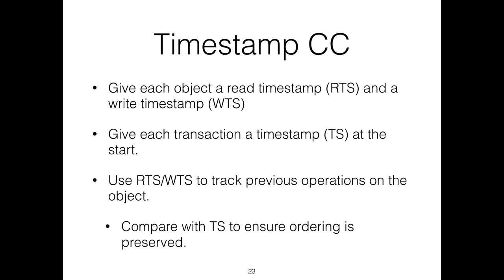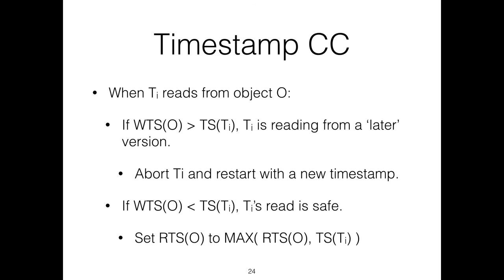Now the read timestamp, we're going to update every time we perform a read. The write timestamp, we're going to update every time we perform a write. And we're going to keep track of how the current transaction's timestamp relates to the existing read and write timestamps in order to detect when we're about to do something that could potentially break serializability. Let's look at these in turn.